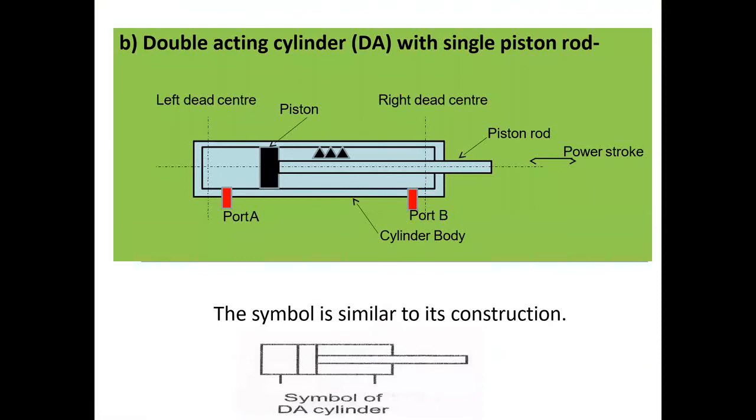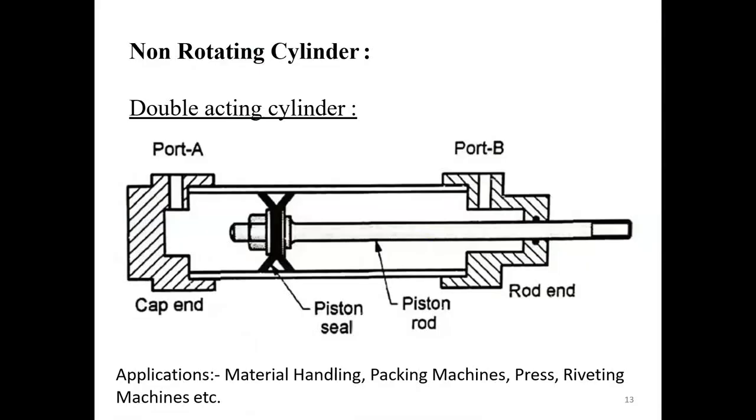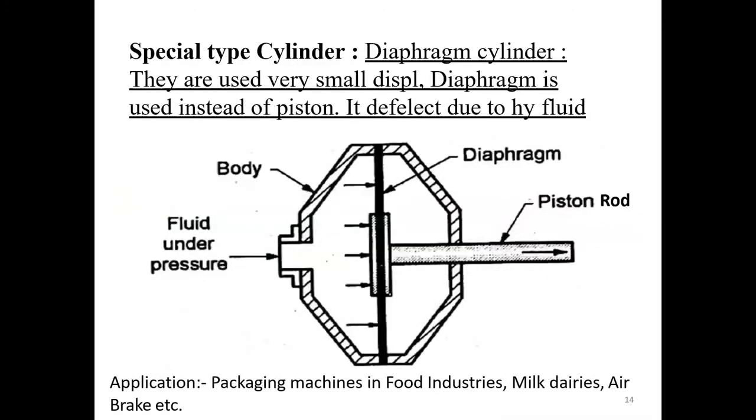This is double acting cylinder, and this is the symbol for double acting cylinder. This is cylinder, this is piston, this is connecting rod, and we are showing the two vents through which the oil comes and goes from the cylinder. That's why we are naming it as double acting cylinder with single piston rod, or simply we can call it double acting cylinder. Double acting cylinder can be drawn like this also.